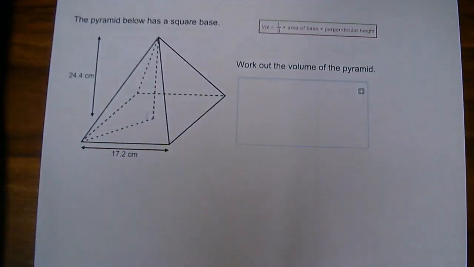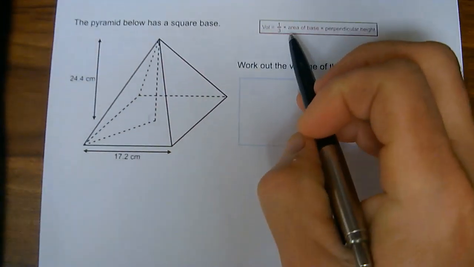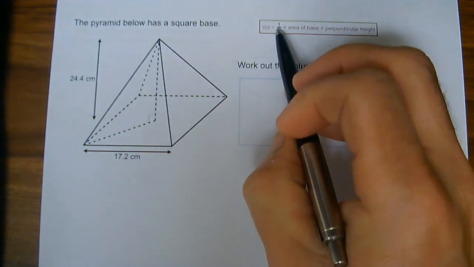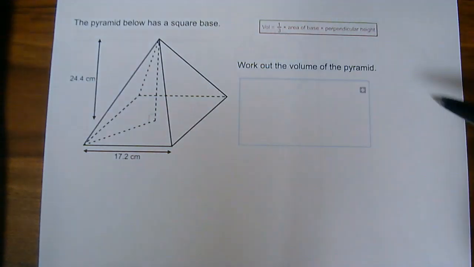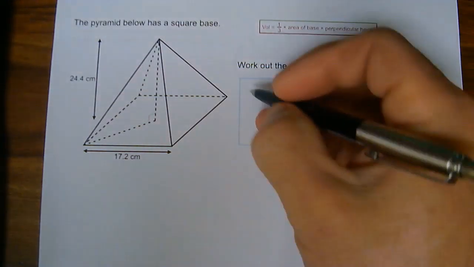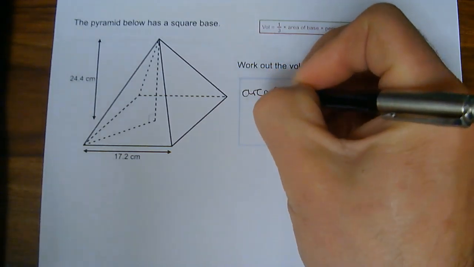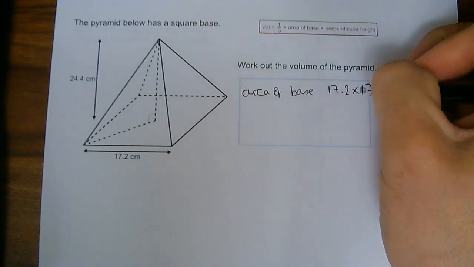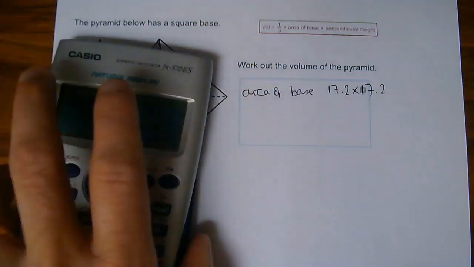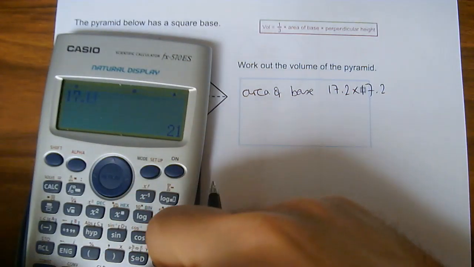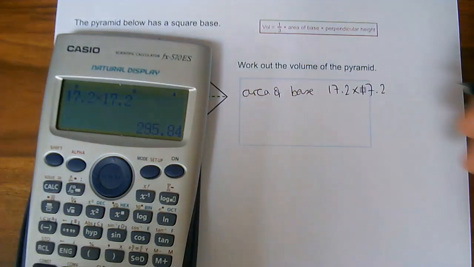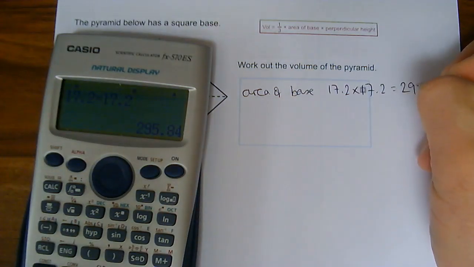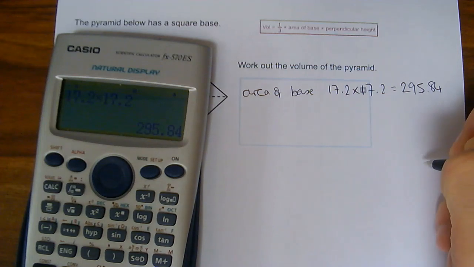Okay, next one is a square-based pyramid. It gives us the volume formula in the question, so 1/3 times the area of the base times the perpendicular height. So let's do the area of the base first. So the area of the base is 17.2 times by 17.2. Not something you can do in your head. 17.2 times 17.2, which gives me 295.84. Don't round that yet.